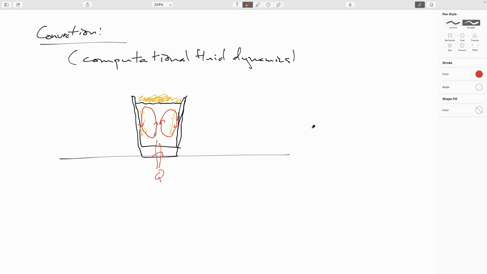So that's about what I have to say about convection. It's really hard, and we'll just leave it at that thought.